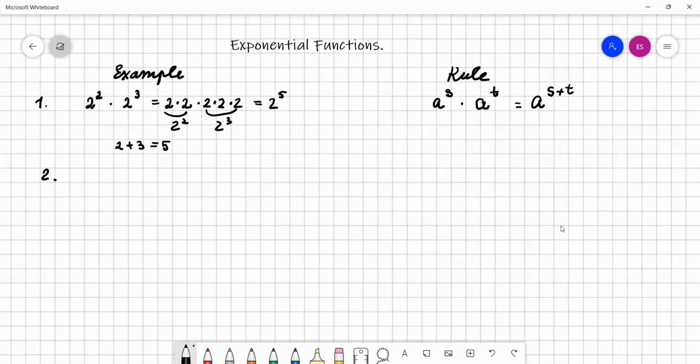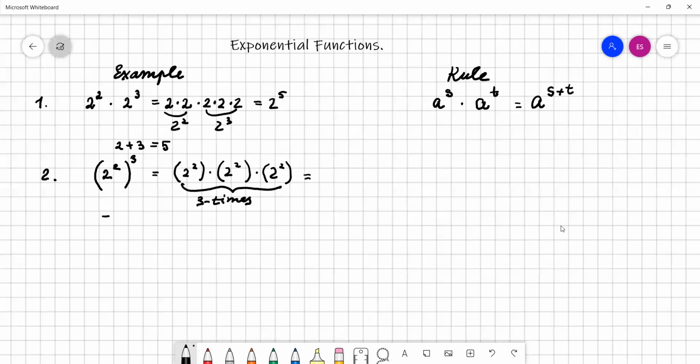Rule number two. We have 2 to the power of 2 and we raise it to the power of 3. You see the difference? Before we were multiplying, and now we are raising a power to a power. So what is going to happen? Well, first, the power of 3 here means that you are going to have 2 to the power of 2 by 2 to the power of 2 by 2 to the power of 2, multiplied 3 times, right?